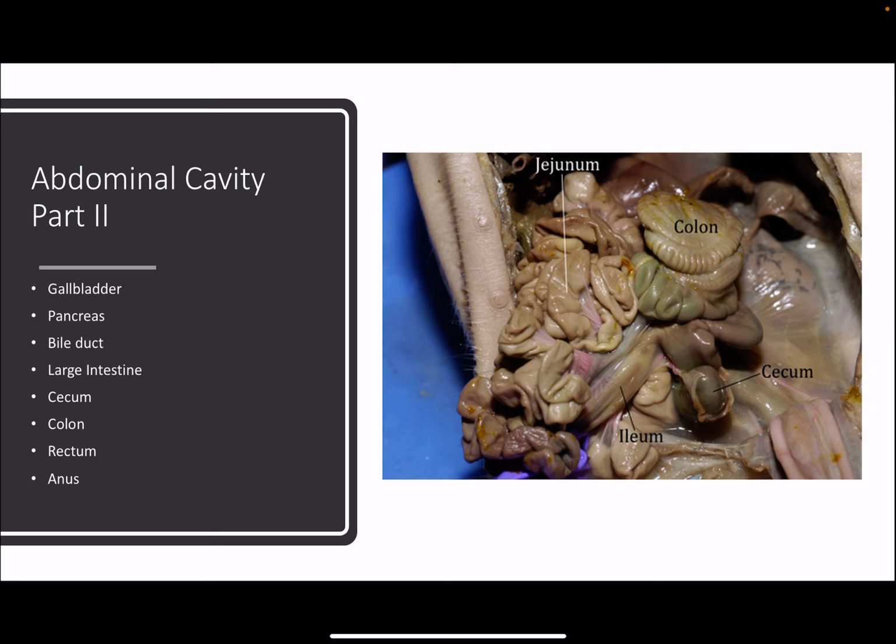So the duodenum is the first part of the small intestine. This is followed by the jejunum and the ileum. The ileum is the longest part of the small intestine. So in the lower section of the abdominal cavity, we have the large intestine, which is known as the colon. The ileum empties into the first part of the large intestine, which is also known as the cecum.